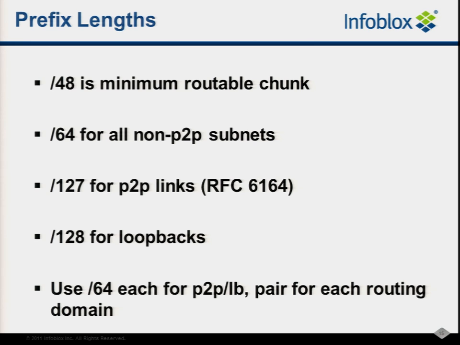You should give a /64 for all of the /127s or point-to-point links within a routing area and a /64 for all of the loopbacks within a routing area. Be careful and make sure you do it per routing area. If I have 3 sites that are not interconnected, I do not want to use the same /64 for the point-to-point links within each of those because I've then segmented my network.